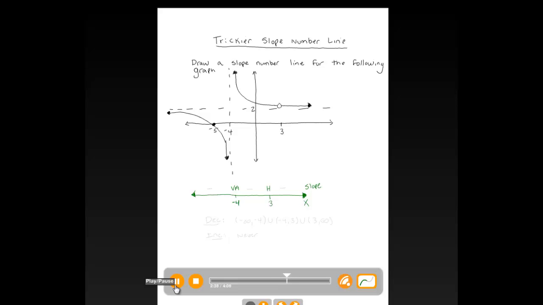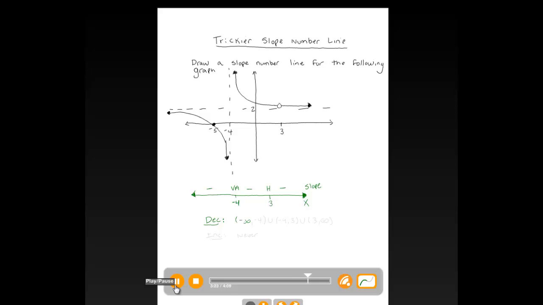And now we just read the graph. As you go from left to right, before -4, the graph is falling. So I'm going to put a negative there. Between -4 and 3, the graph is falling. And from 3 onwards, the graph is falling. So it looks like this graph, in all the places for which the function is defined, is decreasing everywhere. Because slope number lines are often used to state where a graph is increasing or decreasing, it's decreasing for all x values before -4.